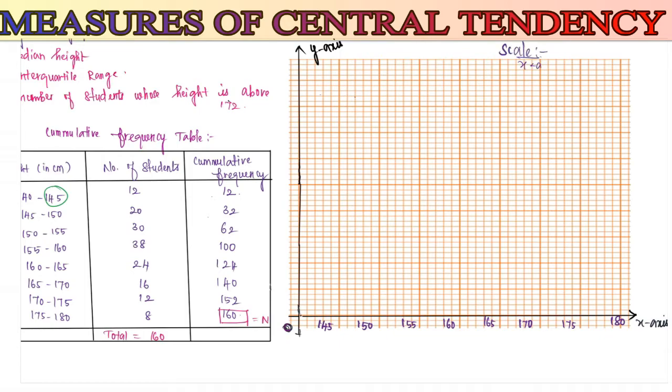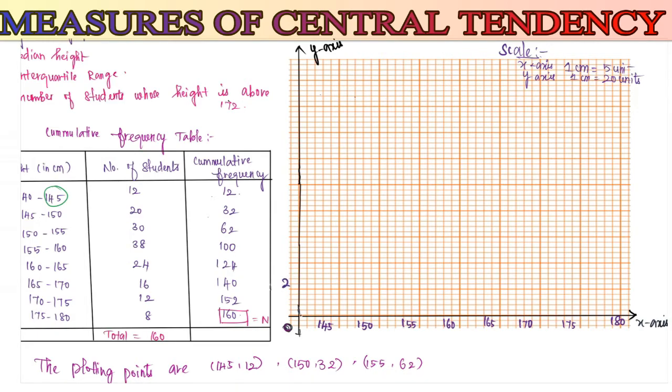Now the scale: in the x-axis, 1 centimeter is equal to 5 units. Y-axis, 1 centimeter is equal to 20 units: 20, 40, 60, 80, 100, 120, 140, 160, 180.